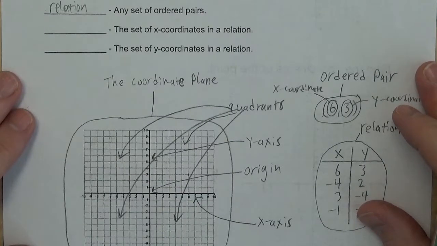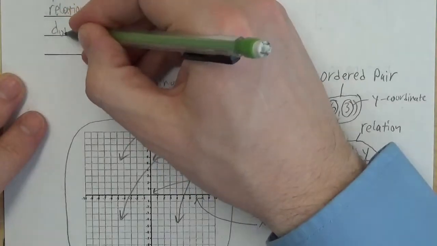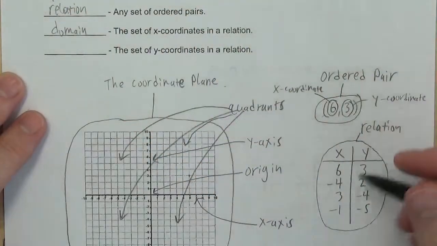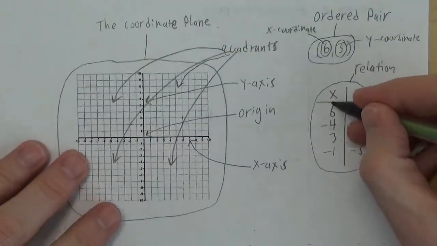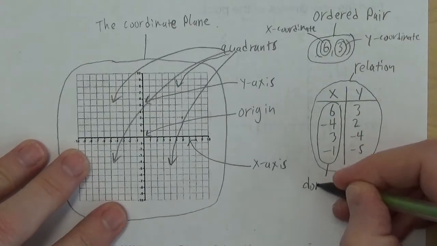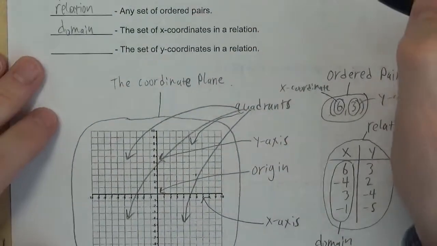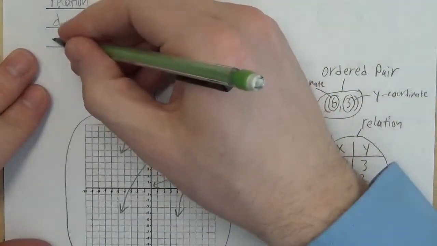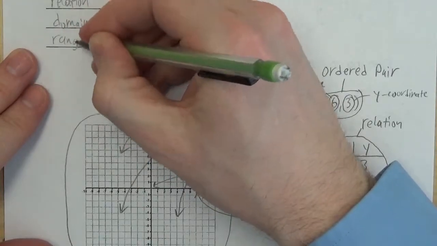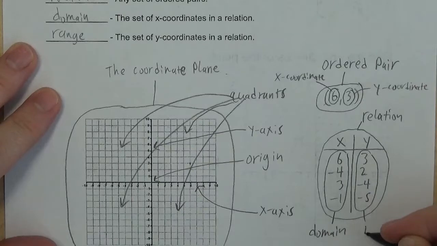The set of x-coordinates in a relation, so all of these, is called the domain. So go ahead and circle this right here. All these x-coordinates in a relation, we're going to call that the domain. And then the set of y-coordinates in a relation is known as the range. Let's go ahead and circle all these y-coordinates. This is our range.